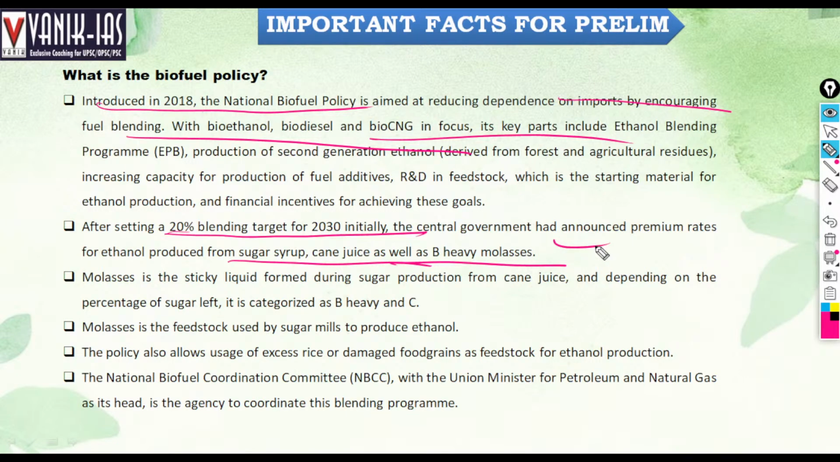The policy also allows use of excess rice and damaged food grains as feedstock for ethanol production. Yes, we can produce ethanol from damaged food crops as well. That is called first generation biofuel, created from food crops. Second generation biofuels are created from non-food crops. Third generation biofuels are created from algae. Fourth generation biofuels are created from GM crops. So now from food crops also we can create biofuel.